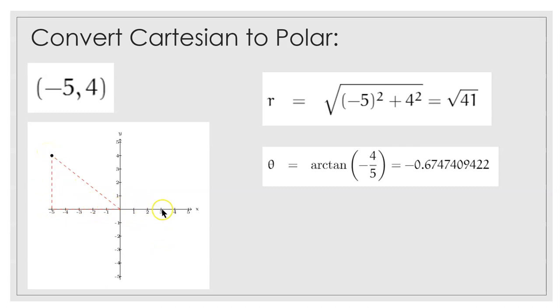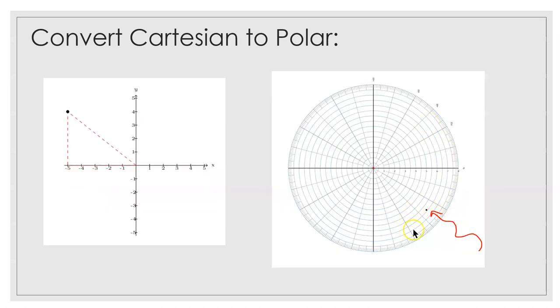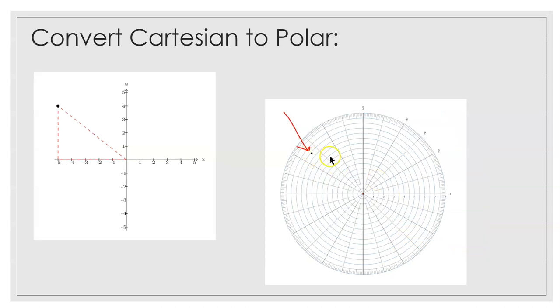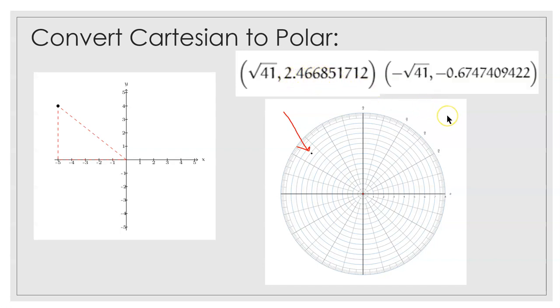Or I could go negative 0.67, but make my radius negative. So there's two ways. Well, like I said, there's infinitely many ways. But you need to be able to take this and say, okay, that's not the answer, I need to play with this some. That's where that was plotted, so I want it over here. So I have (square root of 41, pi minus that hideous number), which gives us 2.46 and so on. Or we can make our radius negative.